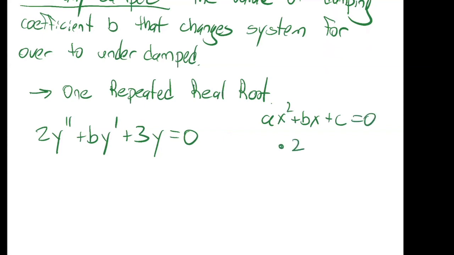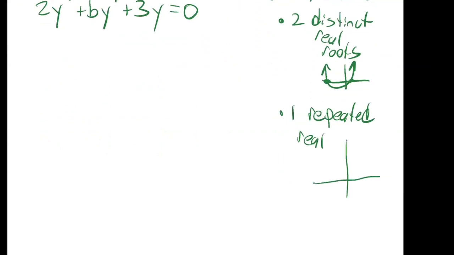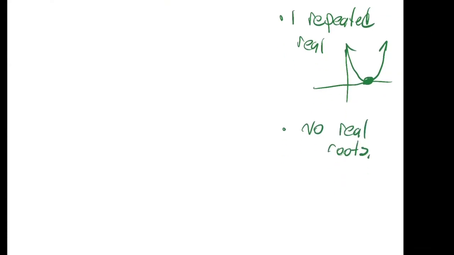You can either have two distinct real roots. That's like when your quadratic looks like this, for example. You could have one repeated real root. And that's what happens when your quadratic has a vertex on the axis, or you could have no real roots. And that might be something that looks like this, that never crosses that axis.